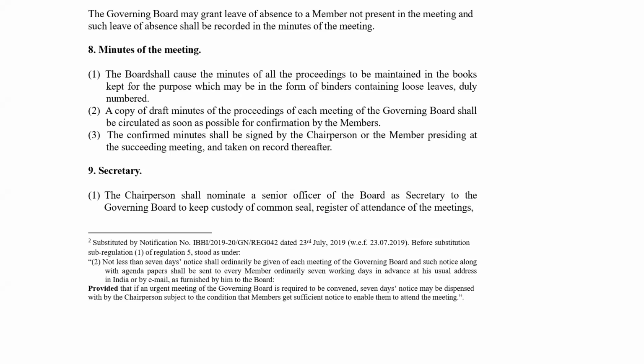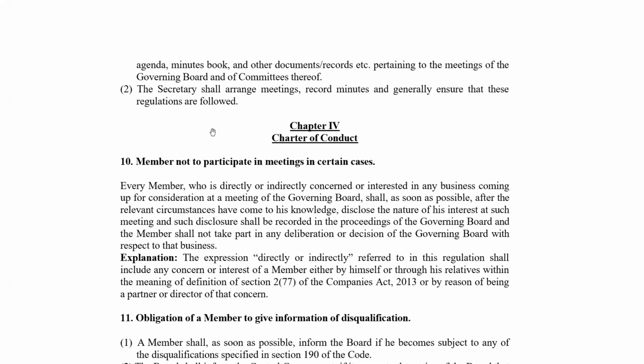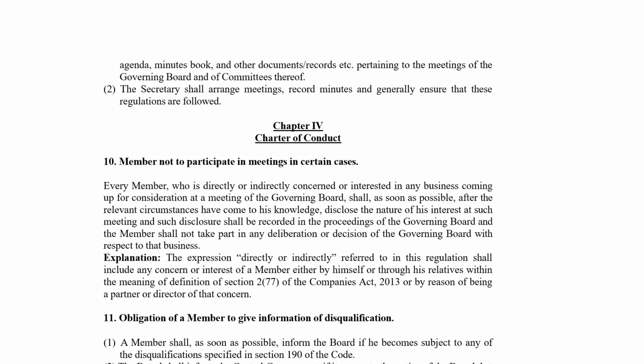सेक्रेटरी का पहले ही पढ़ लिया हमने. The chairperson shall nominate a — कौन नॉमिनेट कर रहा है इसको? चेयरपर्सन. The chairperson shall nominate a senior officer of the board as secretary to the governing board to keep custody of common seal, register of attendance of the meetings, agenda, minutes book and other documents, records etc. pertaining to the meetings of the governing board and of the committees thereof. The secretary shall arrange meetings, record minutes, and generally ensure that these regulations are followed.